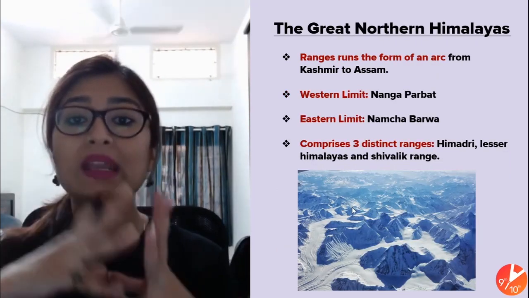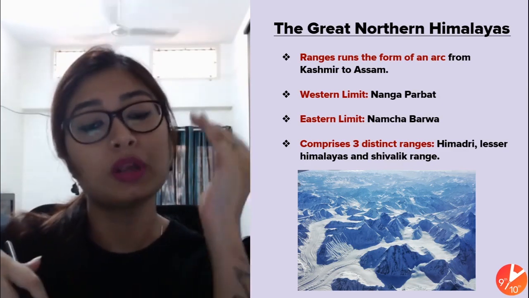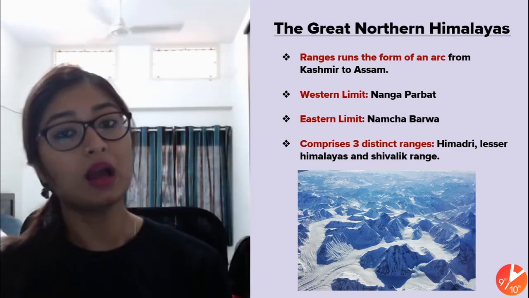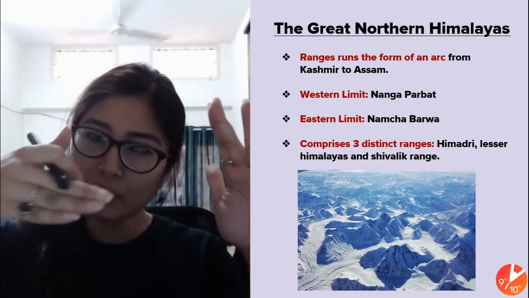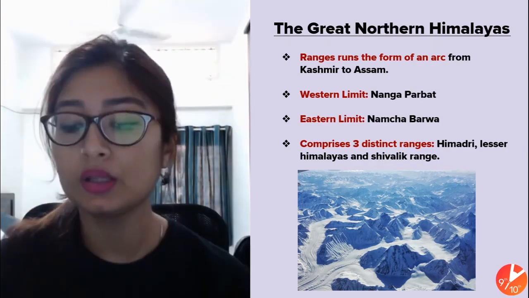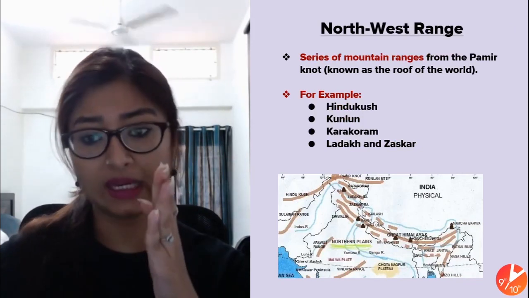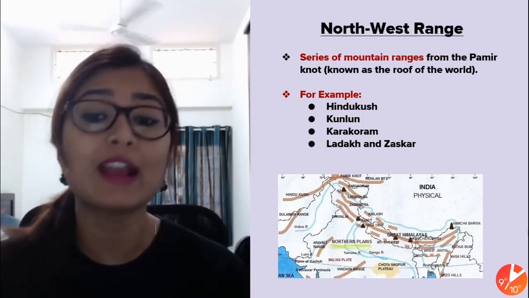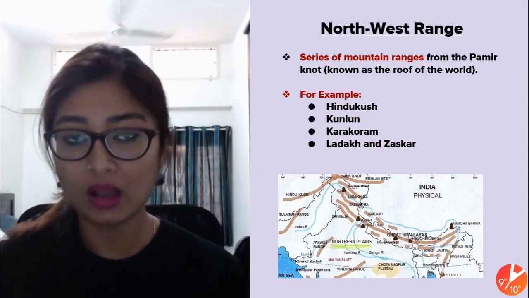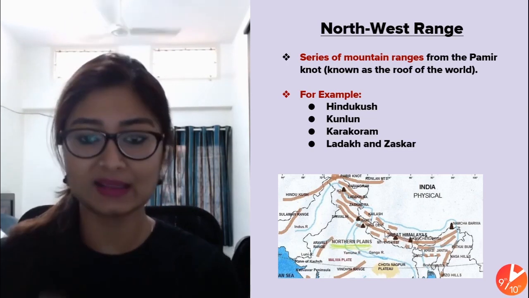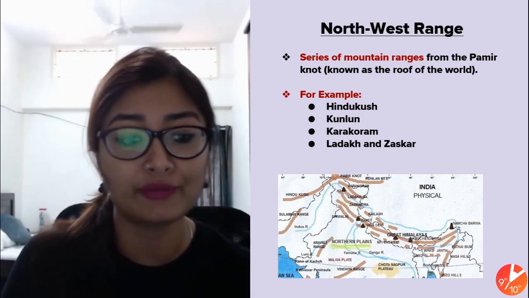Then we move to the great northern Himalayas. Now it runs in the form of an arc, okay, from Kashmir till Assam. Now what is an arc? You might have read earlier, an arc is nothing else but a part of a circle, which means it somewhat forms a circular kind of shape. So it starts right from here in Kashmir and goes up till Assam, as I told you. You can see the great Himalayas marked over here. And you can also notice the circular kind of formation that it's forming, right? It looks like a part of a bigger circle. So that's the arc that we are referring to.